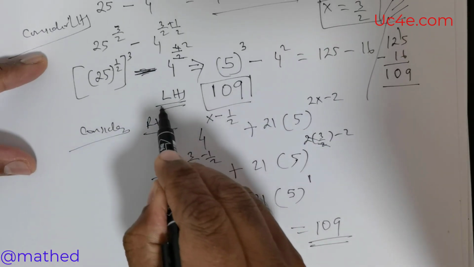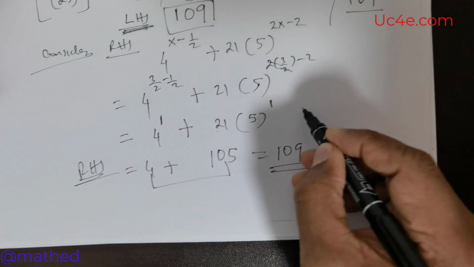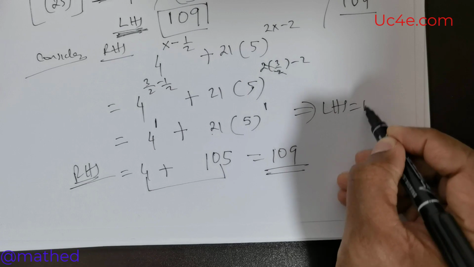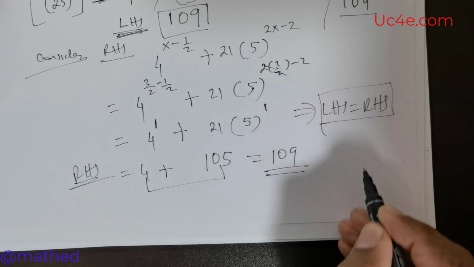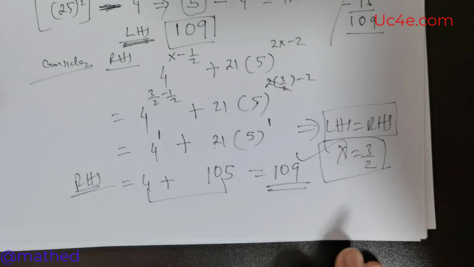So you can see that this is left hand side and this is right hand side. So clearly left hand side is equal to right hand side, and the solution that we got, which is x is equal to 3/2, is indeed the correct value.